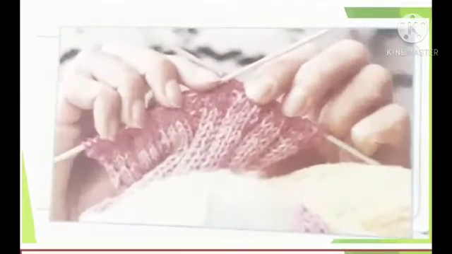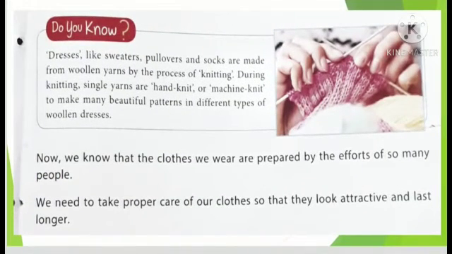Now I am going to show you a picture you are familiar with. During the winter season, this sight is common for you as our moms are involved in making sweaters with the help of this technique. This is known as knitting. So, knitting is the technique in which woolen fabrics are made with the help of woolen threads.